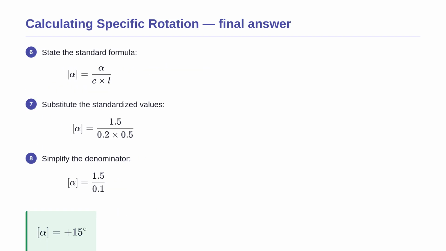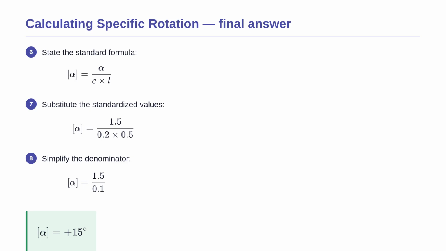Continuing with our calculation, we bring in the standard specific rotation formula. We plug in our observed rotation of positive 1.5 degrees in the numerator. In the denominator, we multiply our concentration of 0.2 by our path length of 0.5. Multiplying the denominator gives us 0.1. Finally, dividing 1.5 by 0.1 gives us a specific rotation of positive 15 degrees.